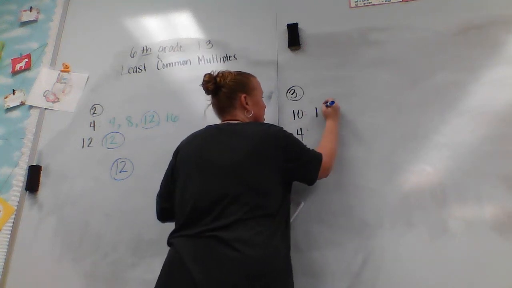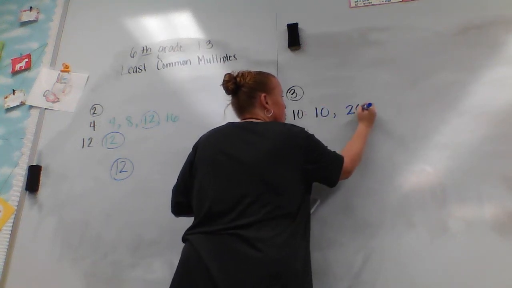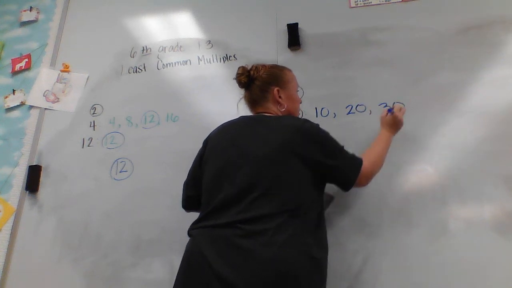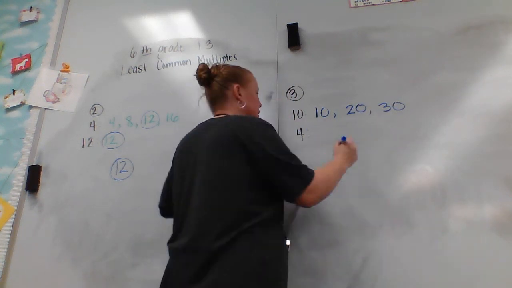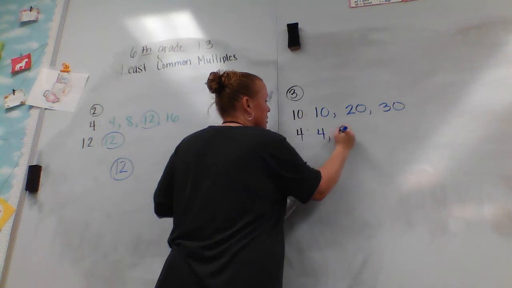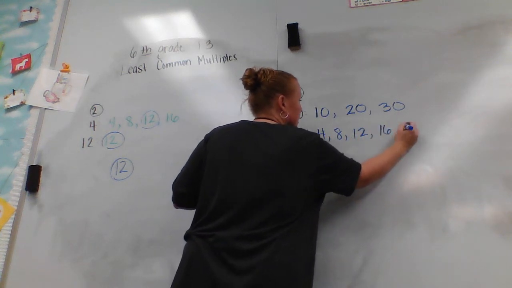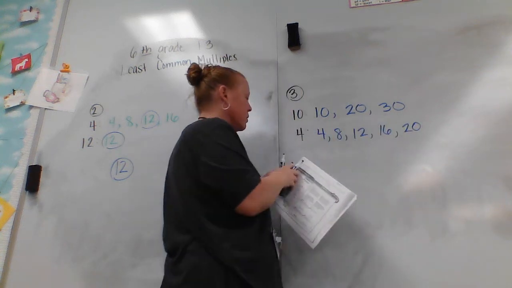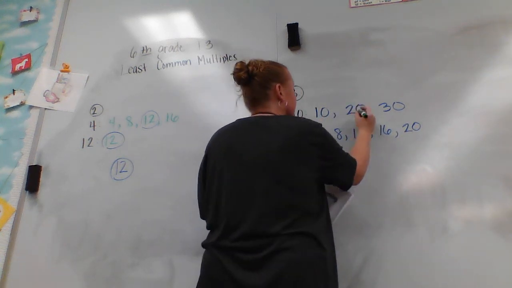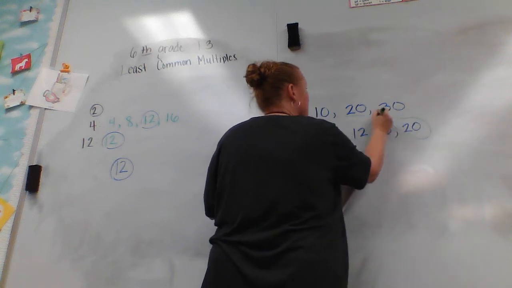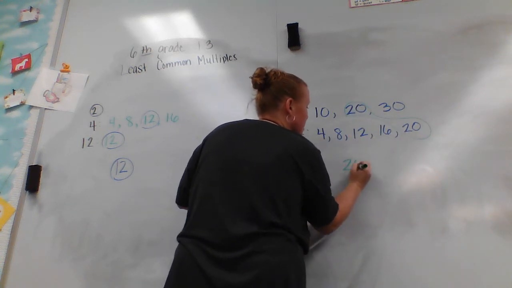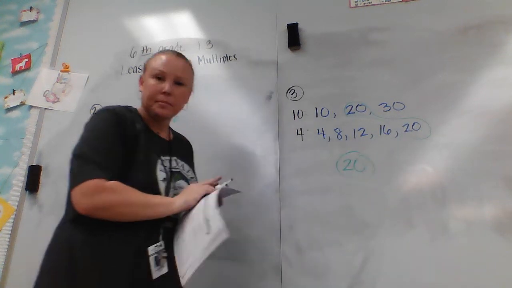So here we're going to start with 10, 20, 30. Okay? Now we can start doing fours. So we have 4, 8, 12, 16, 20. There we go. So we have 20. So 20 is our least common multiple. Okay?